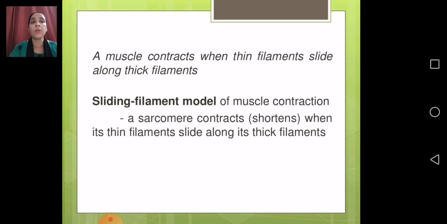A muscle contracts when the thin filament slides along the thick filaments. Now they are working like a slider. In the sliding filament model of muscle contraction, a sarcomere contracts or shortens when its thin filaments slide along its thick filaments. The thin filament slides in when it meets the thick filaments. So it will slide inside and then it will be formed.